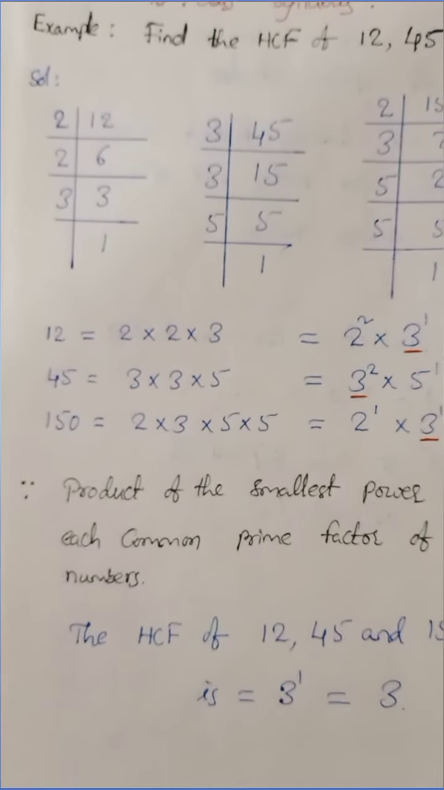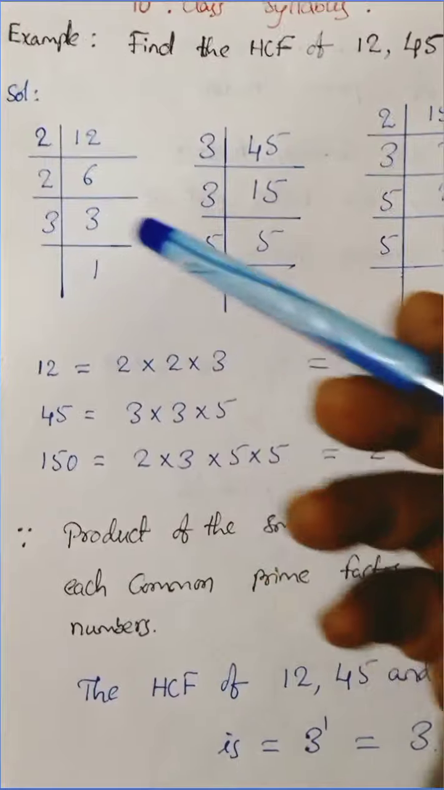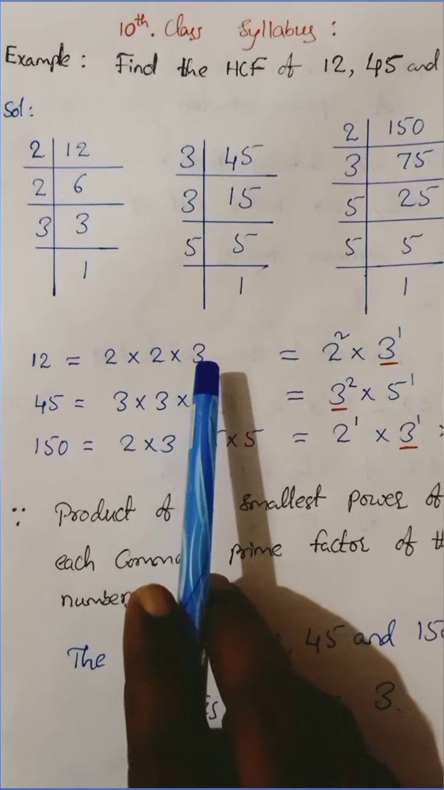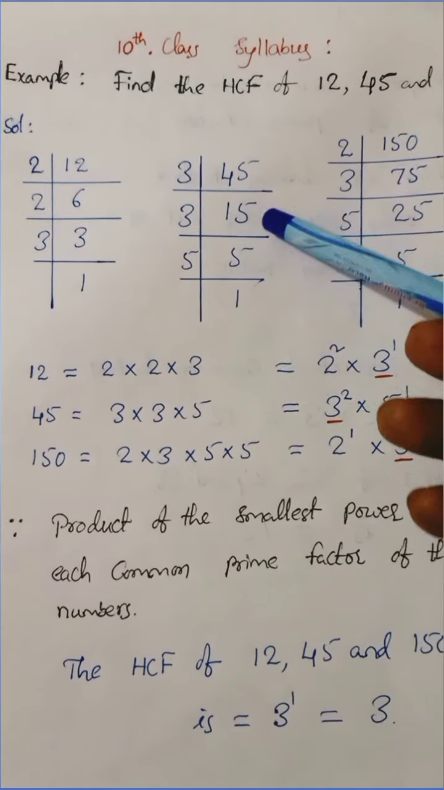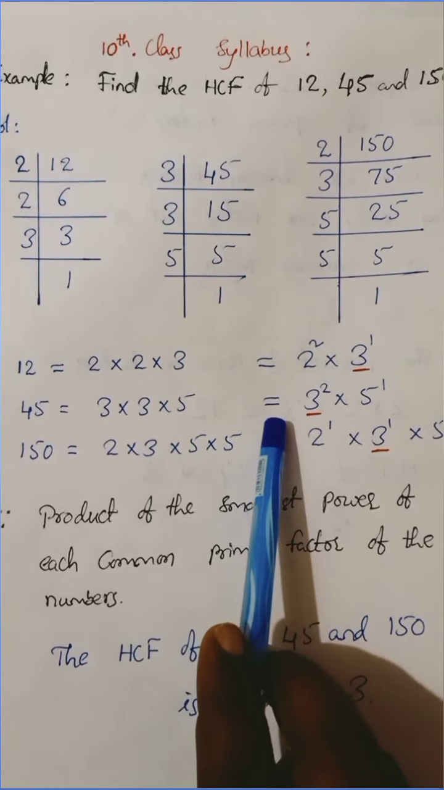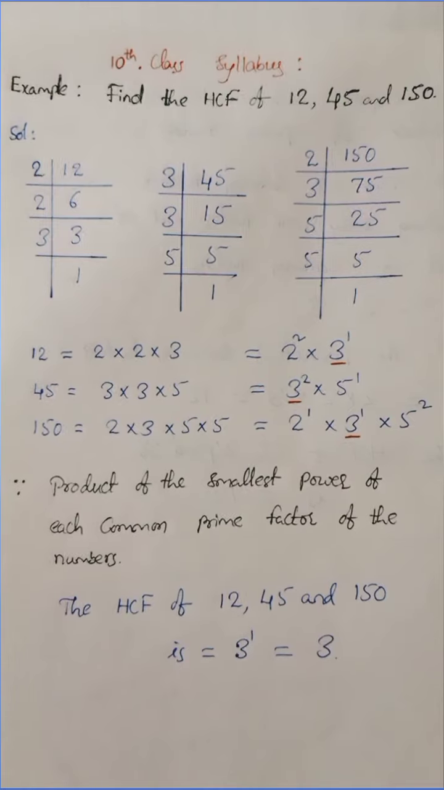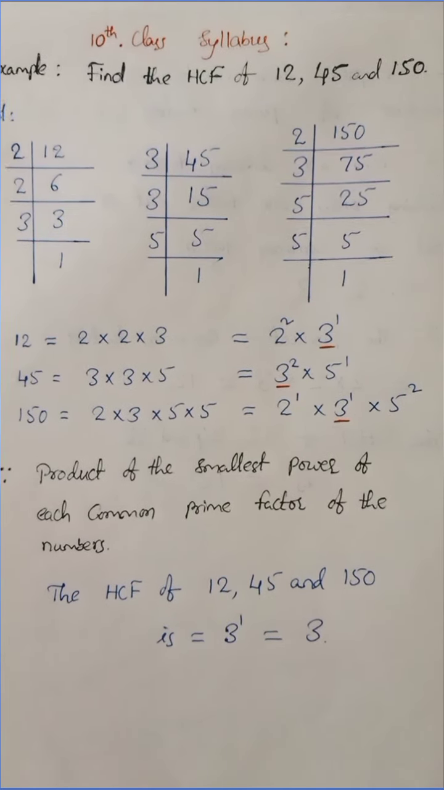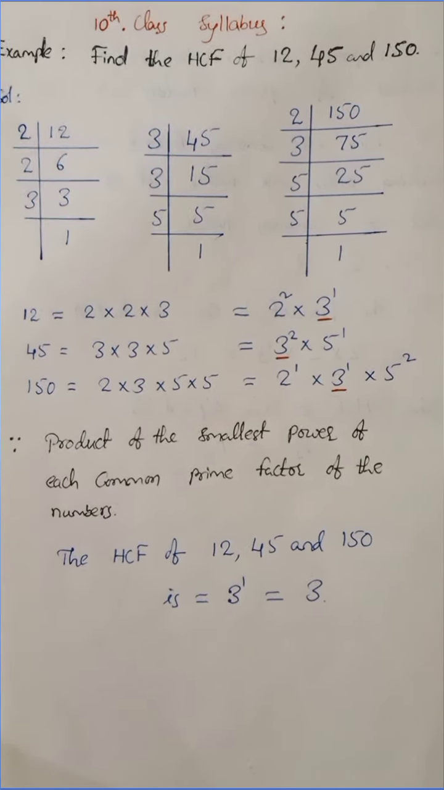So finally we write the prime factorizations. 12 is equal to 2 into 2 into 3, that means 2 square into 3 power of 1. 45 is equal to 3 into 3 into 5, that means 3 square into 5 power of 1. 150 is equal to 2 into 3 into 5 into 5, that means 2 power of 1 into 3 power of 1 into 5 power of 2.